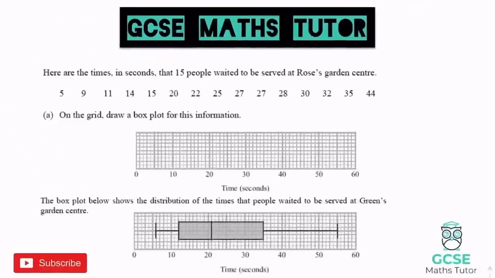Okay, so we're going to have a look at some statistics. This is going to be quite a short one. We've only got a few questions to have a look at, and we're going to start with a box plot. So on here we've been given some information about some time in seconds that 15 people wait to be served at a garden centre, and it wants us to draw a box plot for this part A.